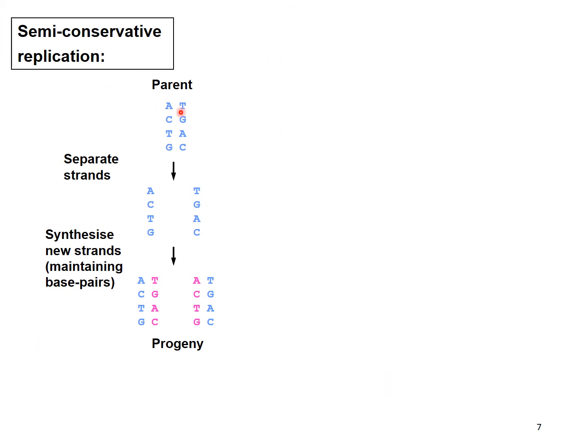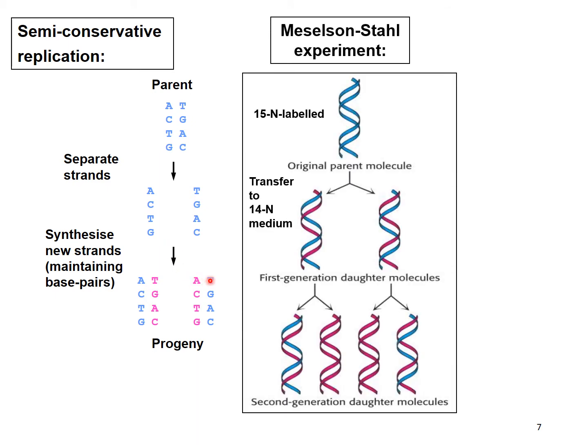Basically, the parental strand of DNA will separate into two strands. Then each of these strands will act as a template to produce one new strand of DNA. This model was proven by the experiment carried out by Meselson and Stahl. So this is their experiment. Firstly, they labeled the DNA of E. coli with a heavy isotope, which is 15N. Then they transferred the culture of E. coli into a medium containing the normal nitrogen, which is 14N.